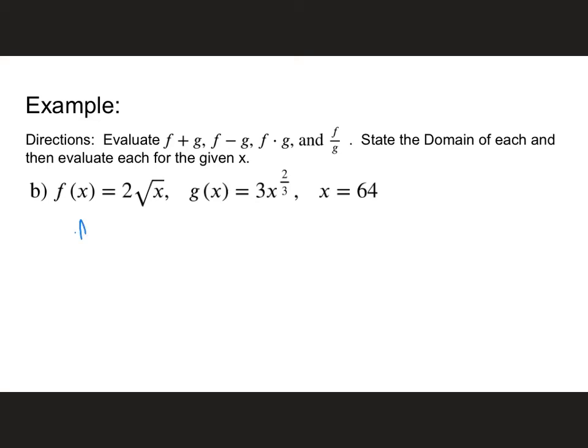Let's do the division. f divided by g. That's 2 square roots of x over 3x to the 2/3 power. Same idea as the last problem. I should rewrite this as a rational exponent. So 2x to the 1/2 power over 3x to the 2/3 power. And again, I can simplify my radical here and subtract the exponents.